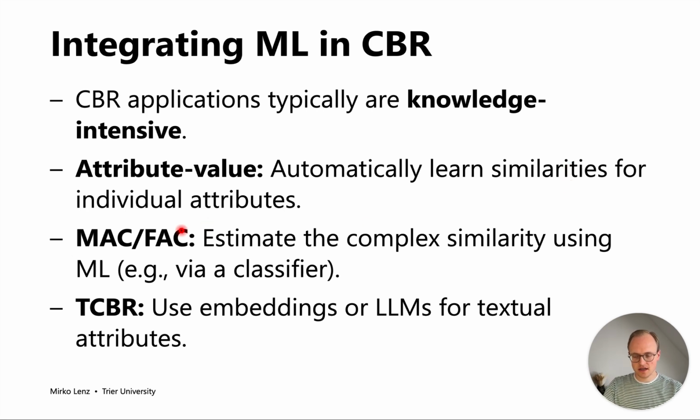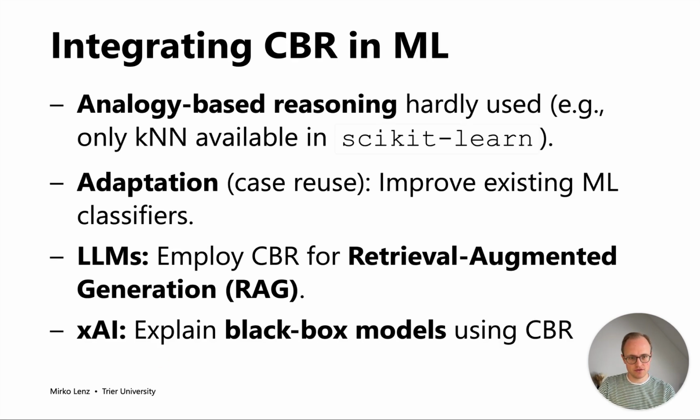We could also use it in a MAC/FAC pipeline, where many are called, but few are chosen, where a complex similarity measure in the FAC phase is approximated in the MAC phase. And this could be done using a classifier that is trained to estimate and predict the similarity values that occur in the complex similarity computation. Lastly, it would also be sensible to use embeddings based on machine learning in textual CBR, for instance, for strings and texts. And then the other way around is also possible.